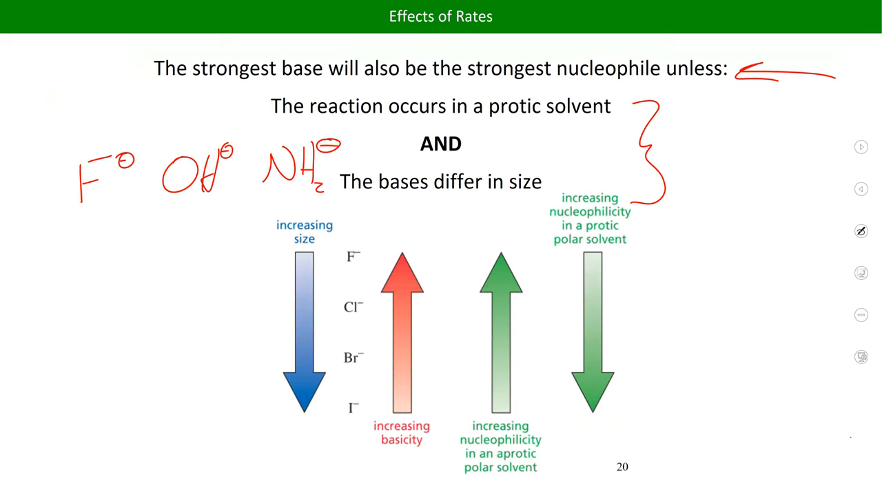Let's jump backward for a second to remind ourselves of the criteria. The strongest base will also be the strongest nucleophile, unless it occurs in a protic solvent and they're different sizes. If it occurs in a protic solvent and they differ by size, then it's flipped: the bigger they are, the stronger the nucleophile.